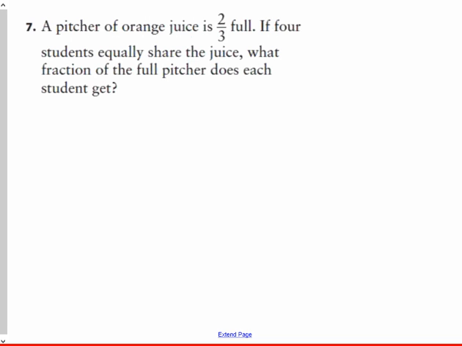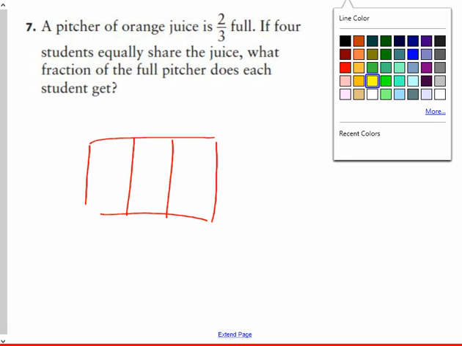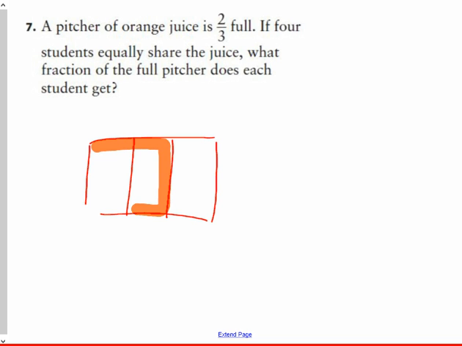Our next question, 7, says a pitcher of orange juice is 2/3 full. Oh, let's draw a pitcher of orange juice. What shape should I use? I think I'll use a rectangle. And I will make it 2/3 full. And this time, the good news is I actually have the ability to use orange. So we're going to fill it with orange juice. The only problem is I should have made the rectangle black, so I'll go over and trace it again.